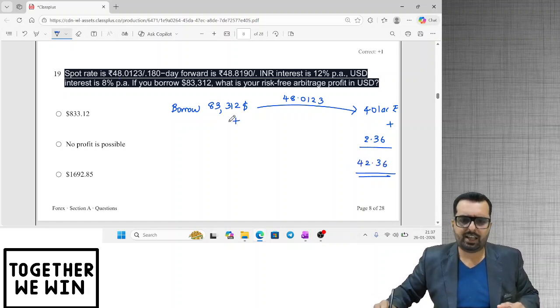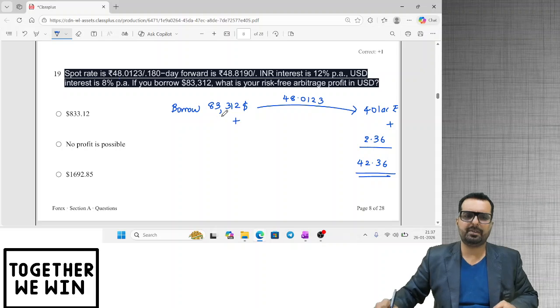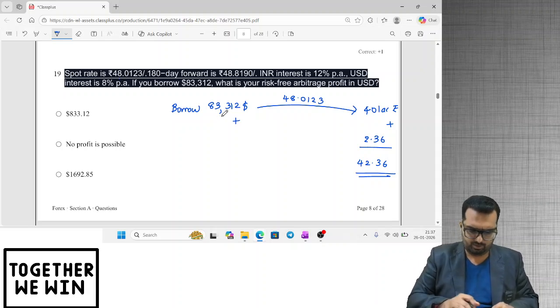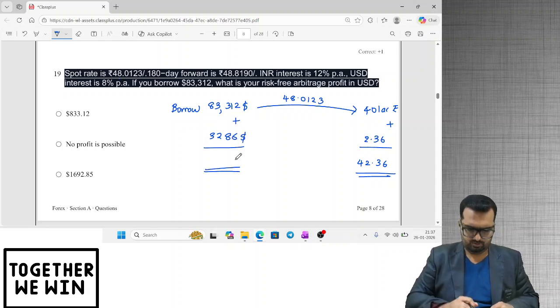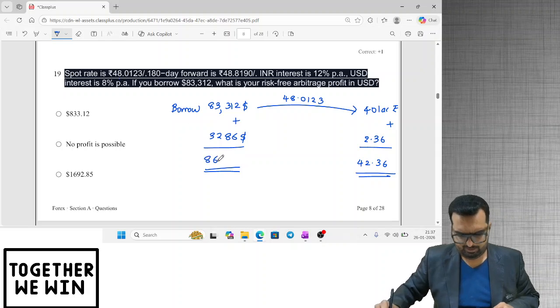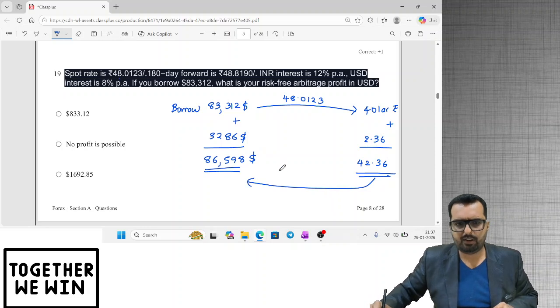Okay, this money that I am borrowing at 8% per annum, correct? So that would be 83,312 into 8 percentage into 180 divided by 365, $3286. Okay, so 83,312 plus 3286 will become $86,598.